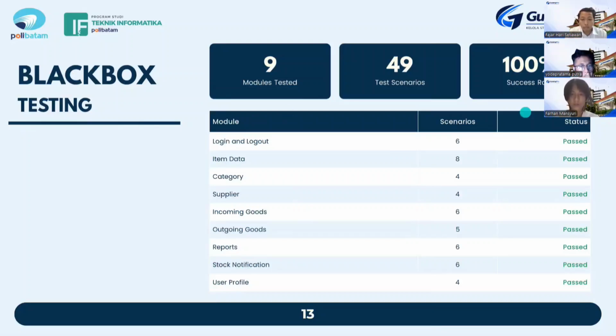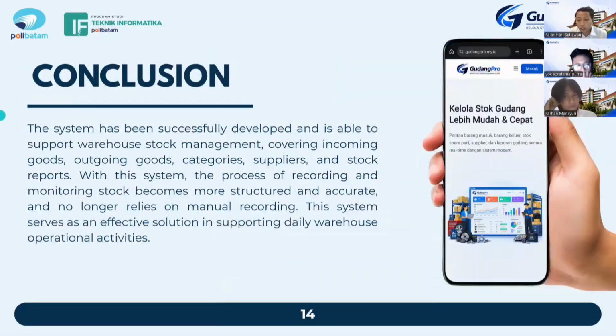And next, the conclusion. The system has been successfully developed and is able to support warehouse stock management, covering incoming goods, outgoing goods, categories, suppliers, and stock reports. With the system, the process of recording and monitoring stock becomes more structured and accurate, and no longer relies on manual recording. This system serves as an effective solution in supporting daily warehouse operational activities. Next.